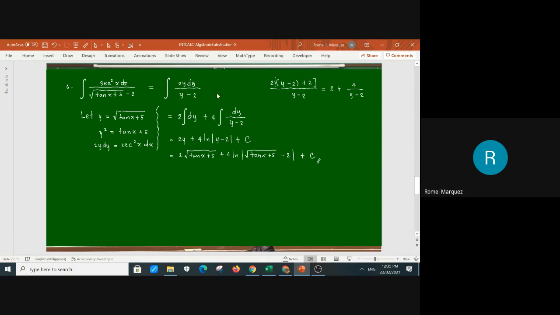So again, I put the 2 out and then I made 1y minus 2. But this is now 2y minus 4. So if I add 2 inside, y minus 2 plus 2 inside is simply y. So that is the same with this y. Times 2, I have 2y. So there is no change in value in the numerator.